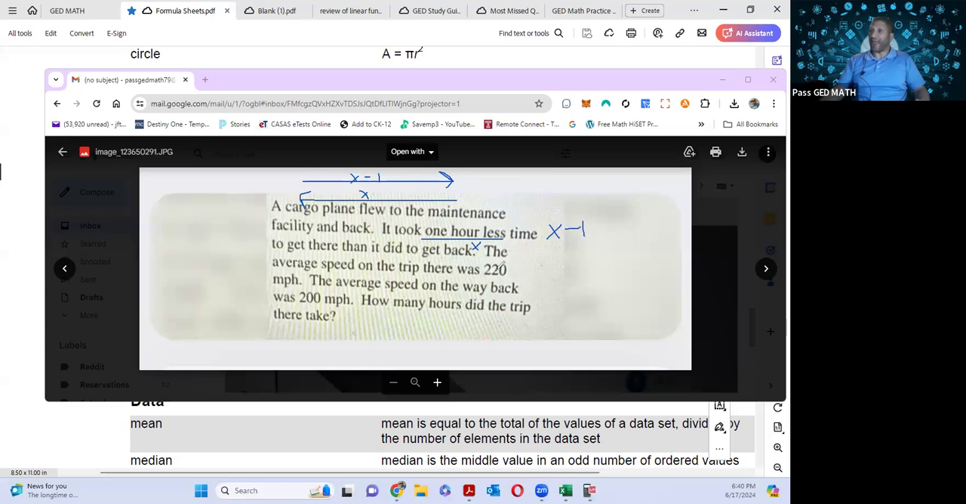The average trip says it was 220 MPH. That stands for miles per hour, which means it can go 220 miles every hour. Understand that? On the way back, it went 200 miles per hour. How many hours did the trip take?